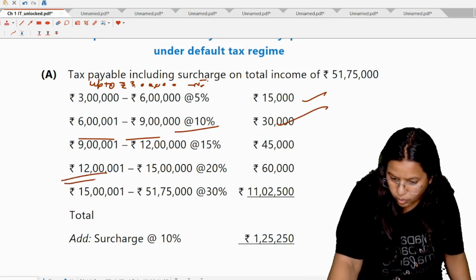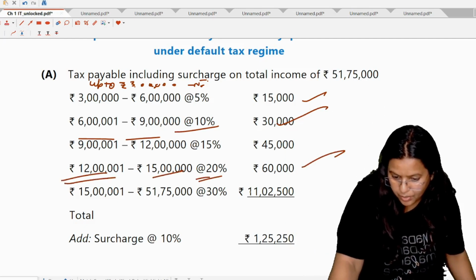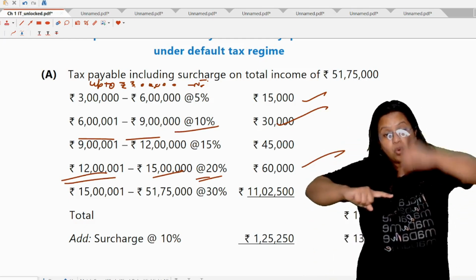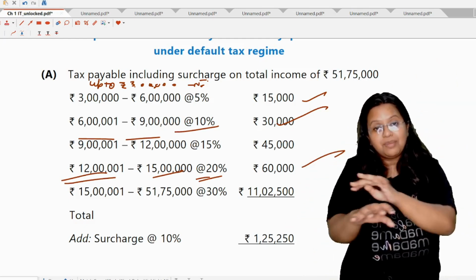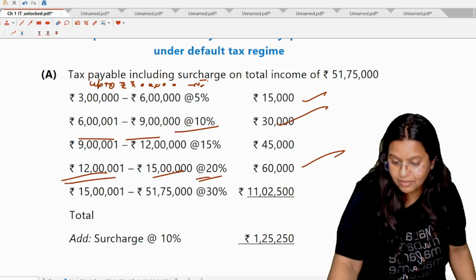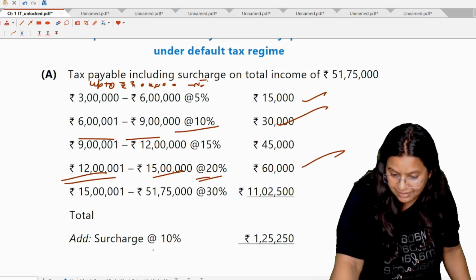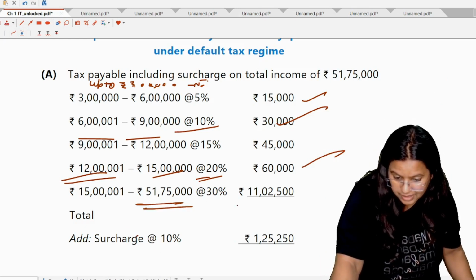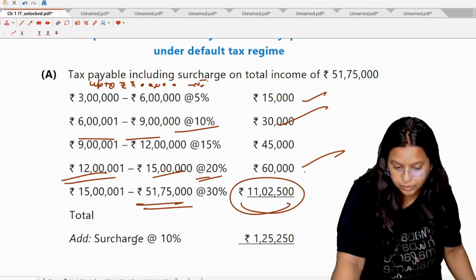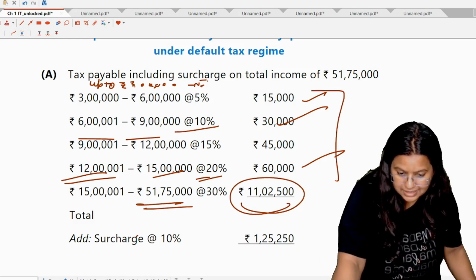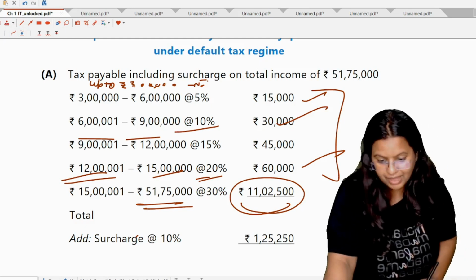Next, 12 lakh 1 to 15 lakh, 20%, 60,000. Then more than 15 lakh, the tax rate shall be a flat 30%. So it means 15 lakh 1 to 51 lakh 75,000 at 30%. So the tax comes to 11 lakh 2,500. Total tax here comes to 12 lakh 52,500.